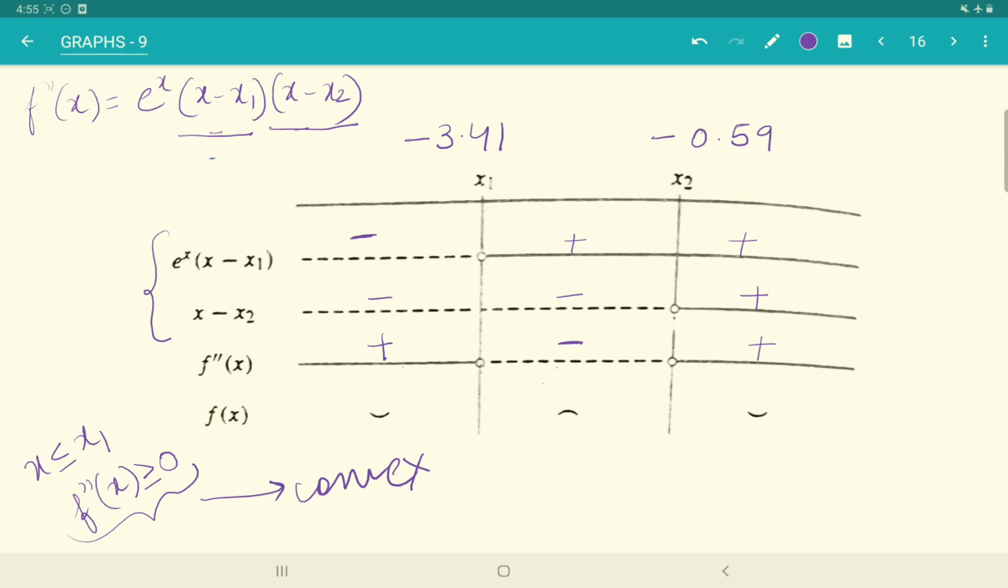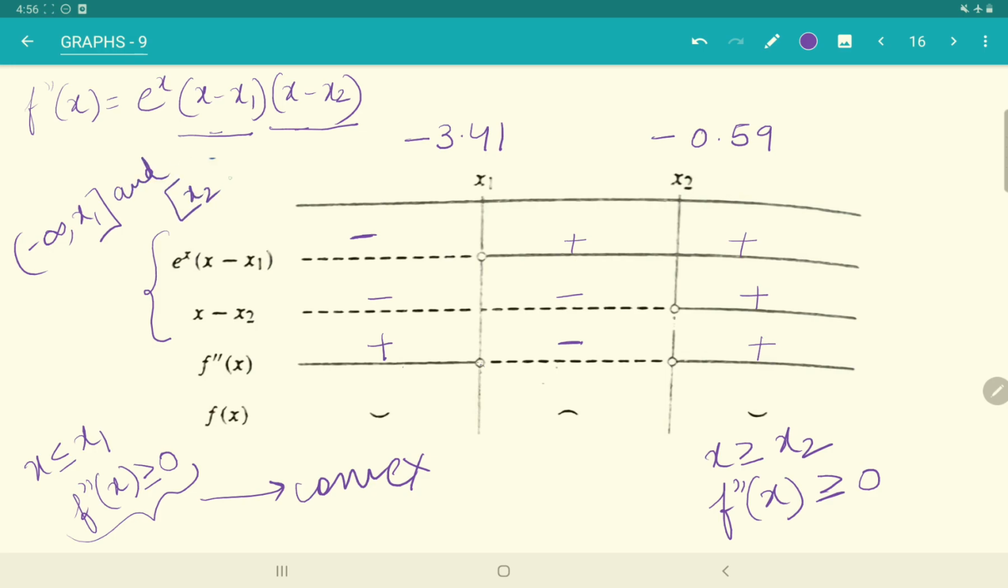That means again we will have to consider x2. So here it would be x greater than or equal to x2, which I have to consider. Again, f double prime x would be greater than or equal to 0. So in this case, the graph is convex in the intervals minus infinity to x1 and x2 till infinity.